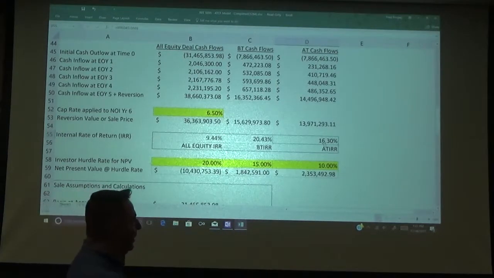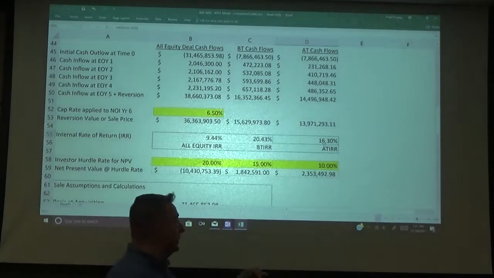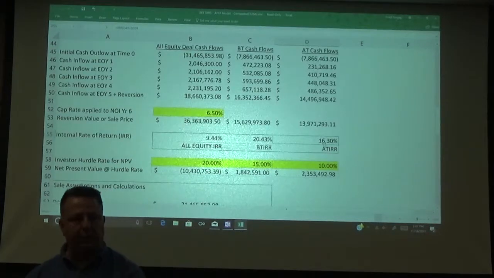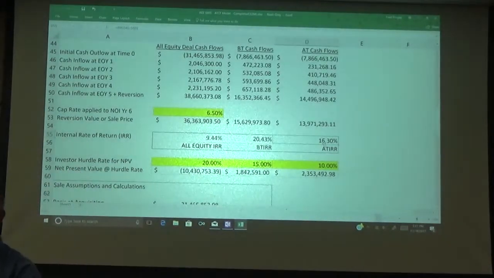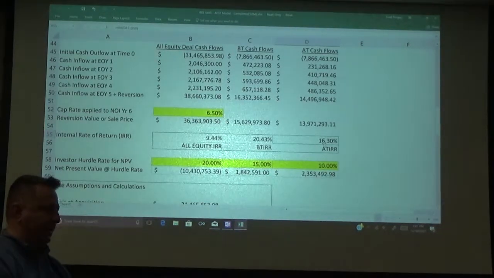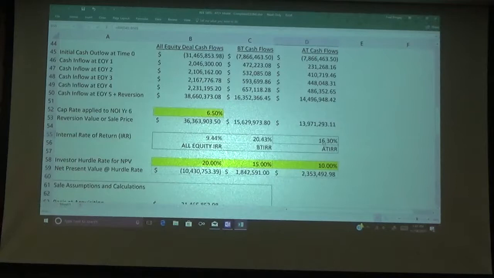So, the return that we said probably matters the most to us is really this one, the 20.43%, the before tax internal rate of return, because that is the return measure that most of us are going to relate to in terms of what is our return on a before tax basis. So that is, in essence, our return on equity on a before tax basis.